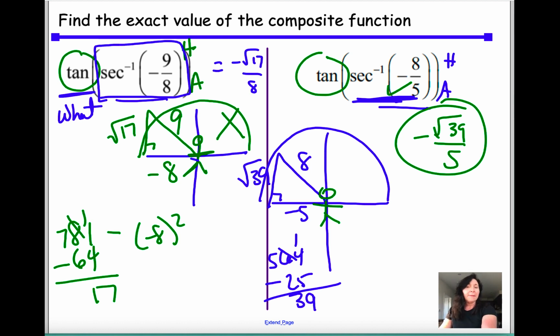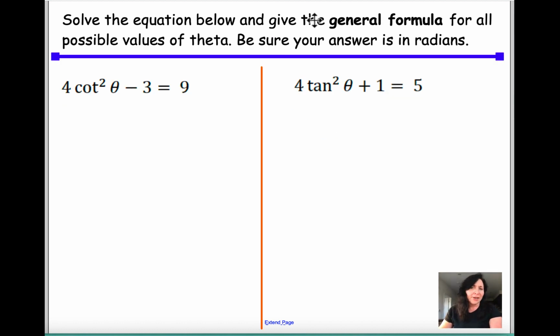Leave it, it's done. For these problems here, I don't want an exact value. I want the general formula. That means I want every single value from now till forever. And so usually you're either going to write your answer as plus or minus 2 pi n or plus or minus pi n, depending on what quadrant you're in, okay?